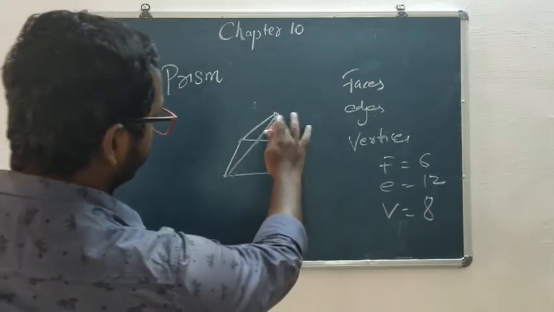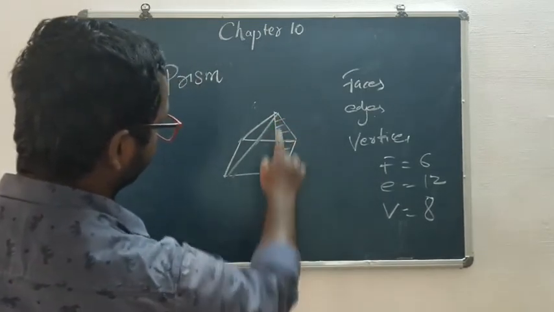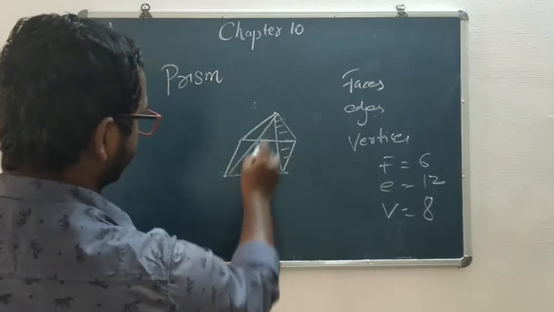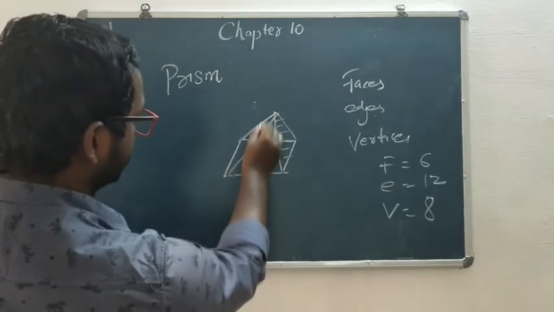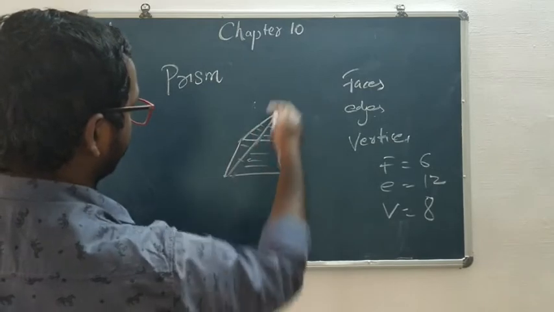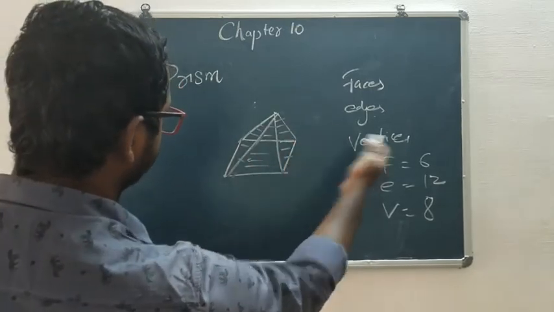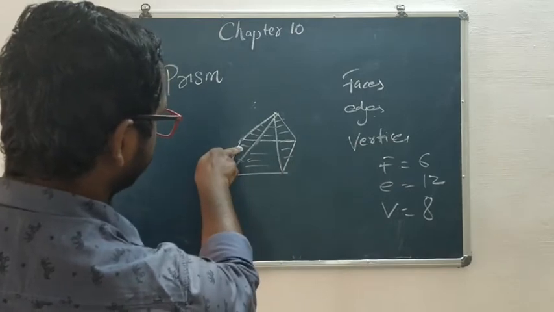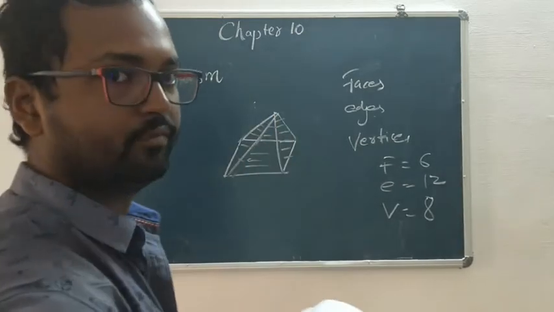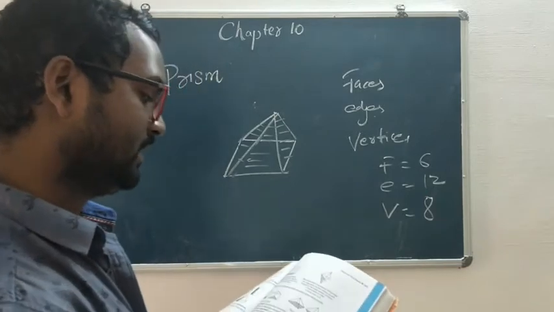See, this side is one triangle, 1, 2, 3. This side 1, 2, 3. This side 1, 2, 3. And at the back there is one more triangle. Okay. So we have 4 faces. This is the right side face, this is the front side face, this is the side face, and behind we have the back side triangular face. So this is how a pyramid is.